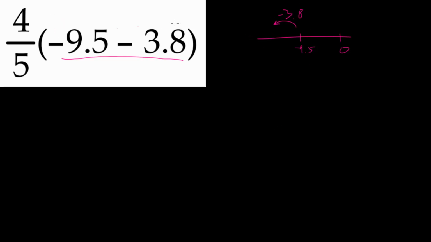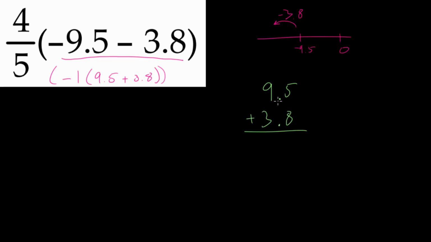One other way to think about it is that you can factor out a negative 1 from each of these so that it becomes 9.5. Let me rewrite that. 9.5 plus 3.8, and like I said, at the end we will just multiply everything by -1 or put a negative sign on this. So let's add these decimals and we can just make it negative at the end.